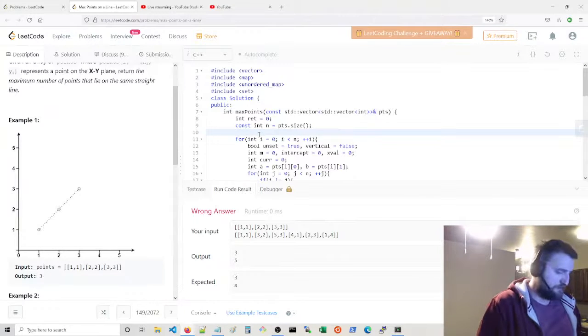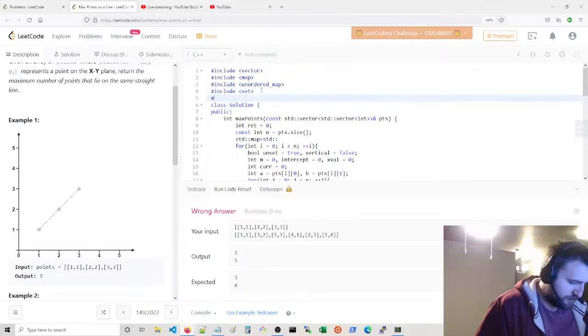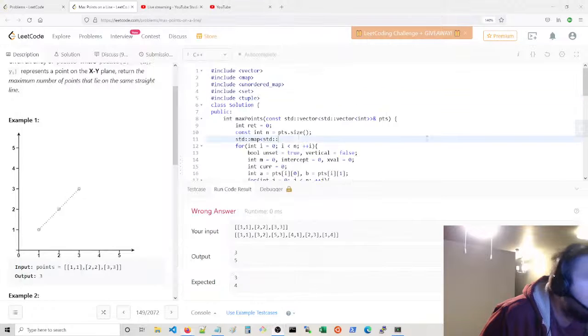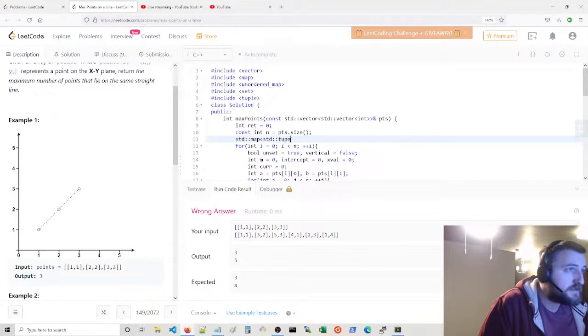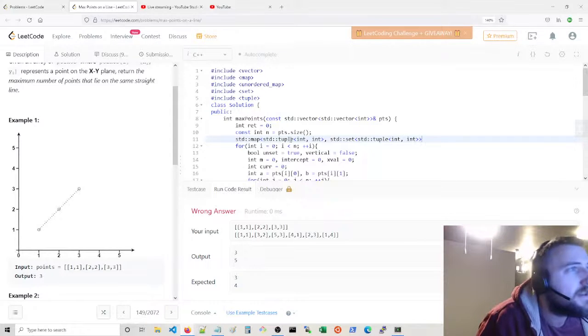How about this? Standard map of standard tuple. We're going to use tuple. This also is taking a while, and it's not the most efficient, but it should be correct at least. There's probably a better way to do this, but we're not going to get into all that. So we're going to actually have a set of tuples. So this is pretty complicated. This is getting complicated.